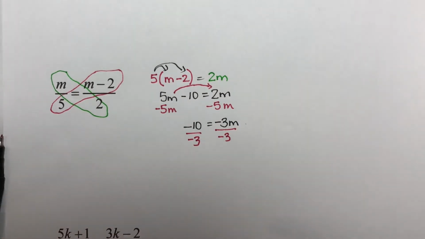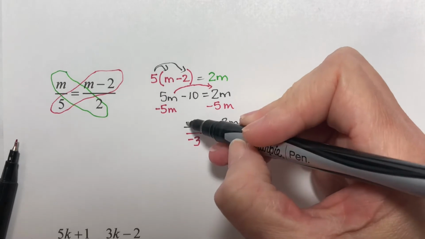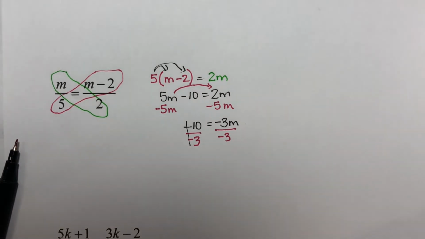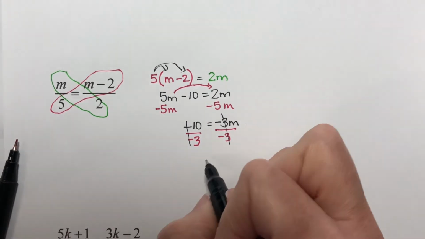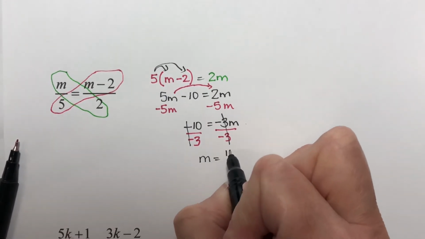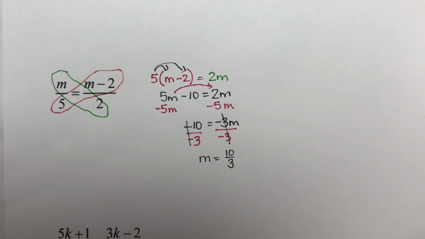And I get negative 10 over negative 3. Now, when you have a negative divided by negative, that's positive. We have a tendency to just mark them out like that. That canceled, that's 10 over 3. You can get fractions as answers. They are perfectly legitimate answers.